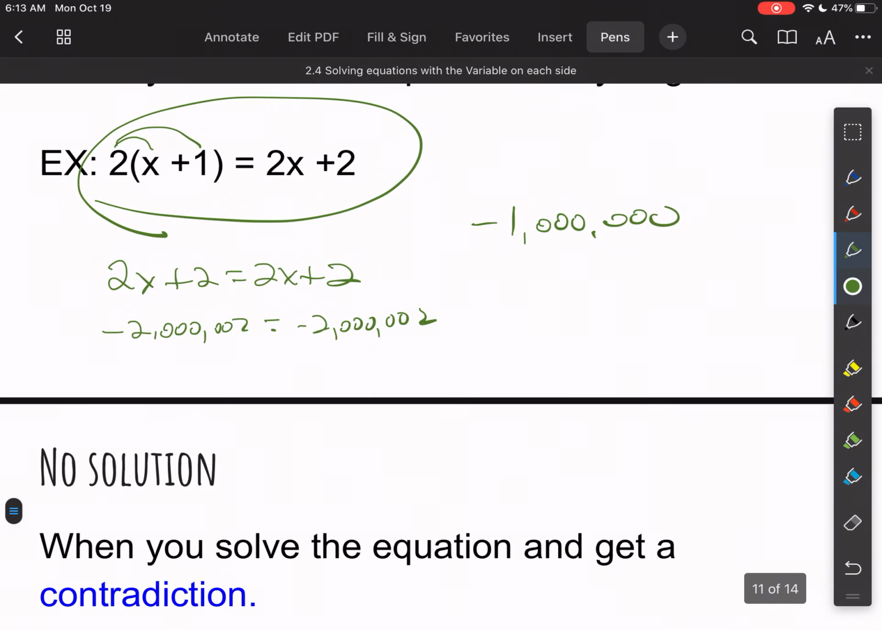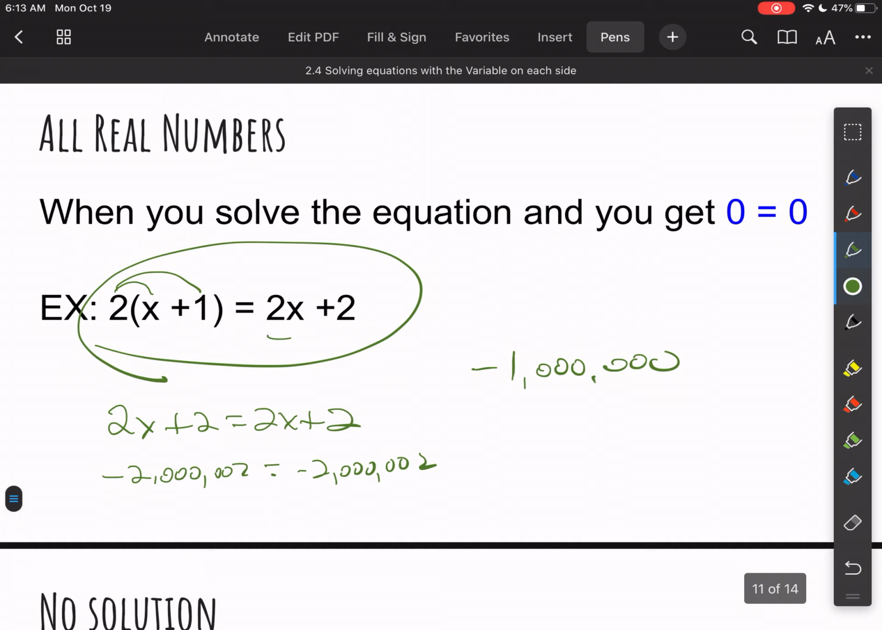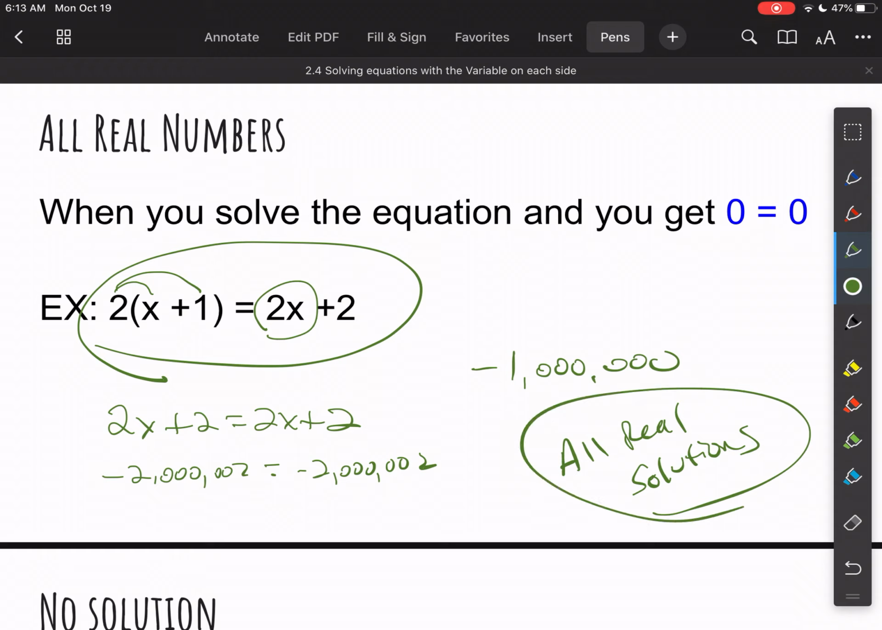So here, I could plug in whatever I want. I could plug in a 9th, I could plug in a negative million, I could plug in whatever number I want. It'll still make sense. So when this happens, we say that the answer is all real solutions, meaning I can plug in any real number that I want, and this equation will always hold true.